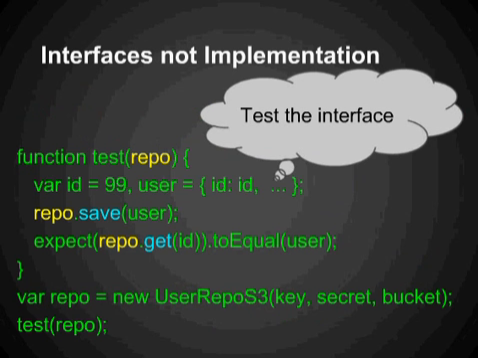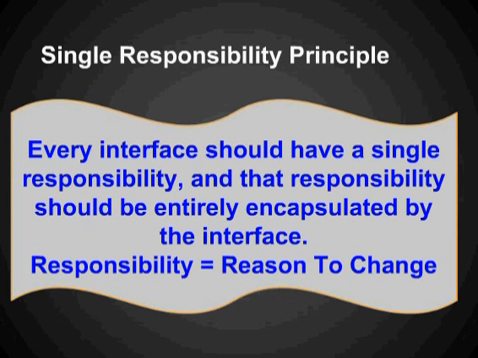And in fact, when I need to test this thing, guess what? I've already got the test written. It's the exact same test I had before. Instead of instantiating a user repo Redis, I now instantiate a user repo S3. I pass that to my test method. It does the exact same stuff, saves it off, gets it back. Lo and behold, it works, and I didn't have to change my test. And I didn't have to change my application either.